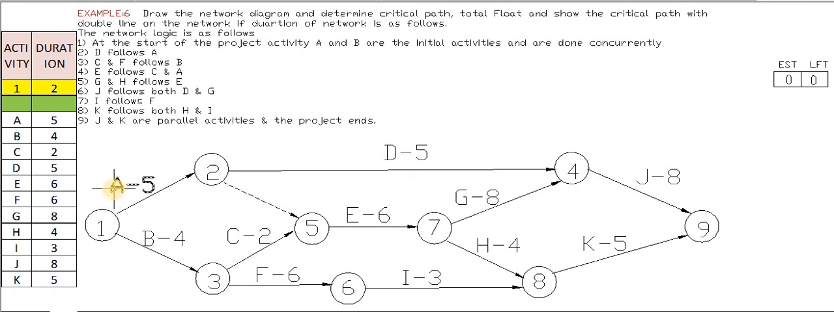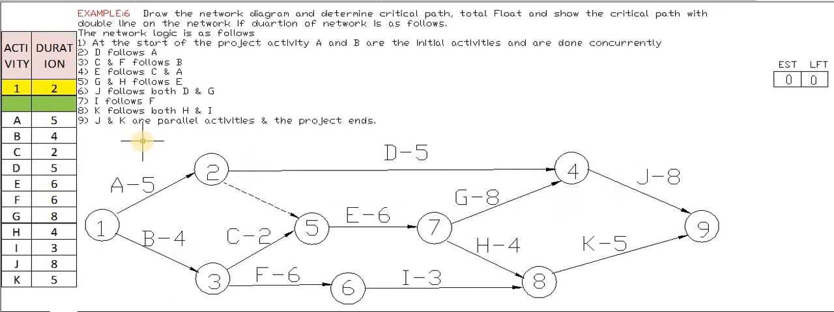What is serial number 6? J follows both D and G. That means D and G meet at the same point, and at the same point J has been started. So D and G, yes, they are meeting at the same point, and at the same point we have started J. What is the duration for J? J is 8. Yes, 8.